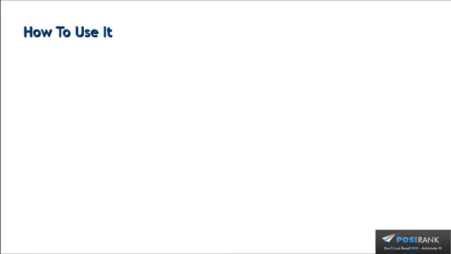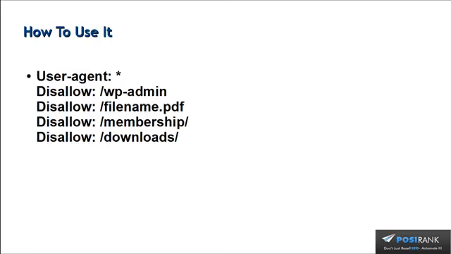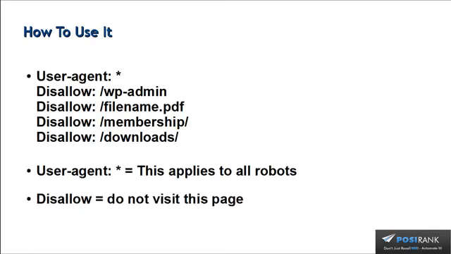Now, how are we going to use this thing? Well, it looks a little funky. This is what it looks like. Let me pull up my legend for you so you understand what this means. First of all, user agent and then the star like this means this applies to all web robots, not just Google. And disallow means don't visit this file or folder. So when you see disallow /WordPress wp-admin, that means don't visit the admin page. Okay, it's just going to skip over it entirely.